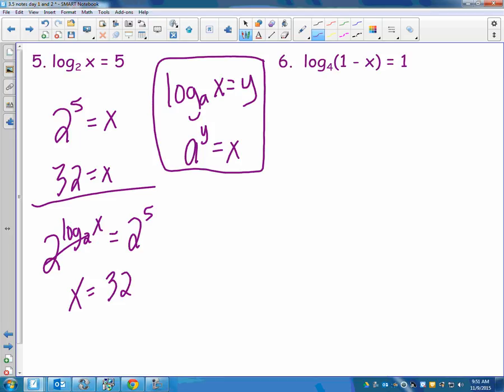If you 4 this side, okay, so you did this 4 to the 1 equals this, right? So if you do this, you don't have to do the other one. All you have to do is solve this equation: 4 equals 1 minus x. Right? So you don't have to do it both ways. You can do it one way or the other.